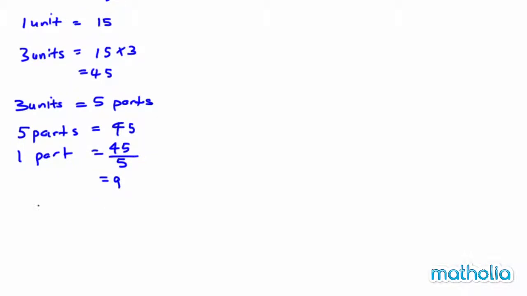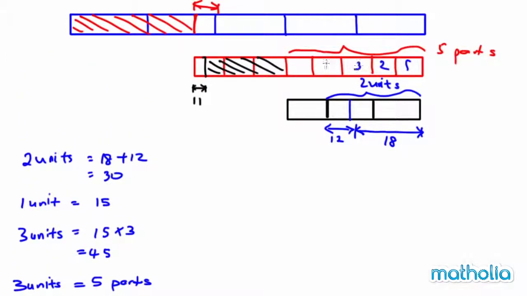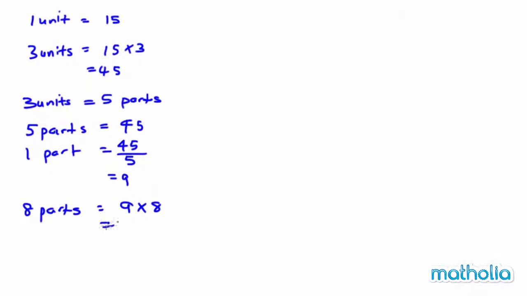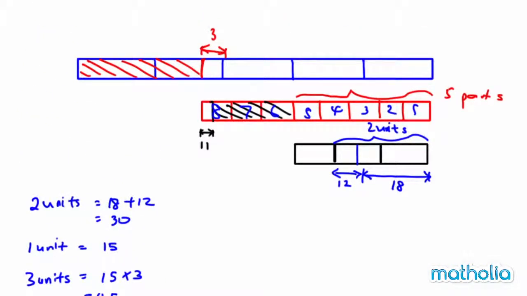Can I find 8 parts? Where to find the 8 parts? You can see 1, 2, 3, 4, 5, 6, 7, 8. You have 72. So 72 is equal to 3 units plus 3. Where do you see 3 units plus 3? Alright, you can see for yourself, 3 units here plus a 3.